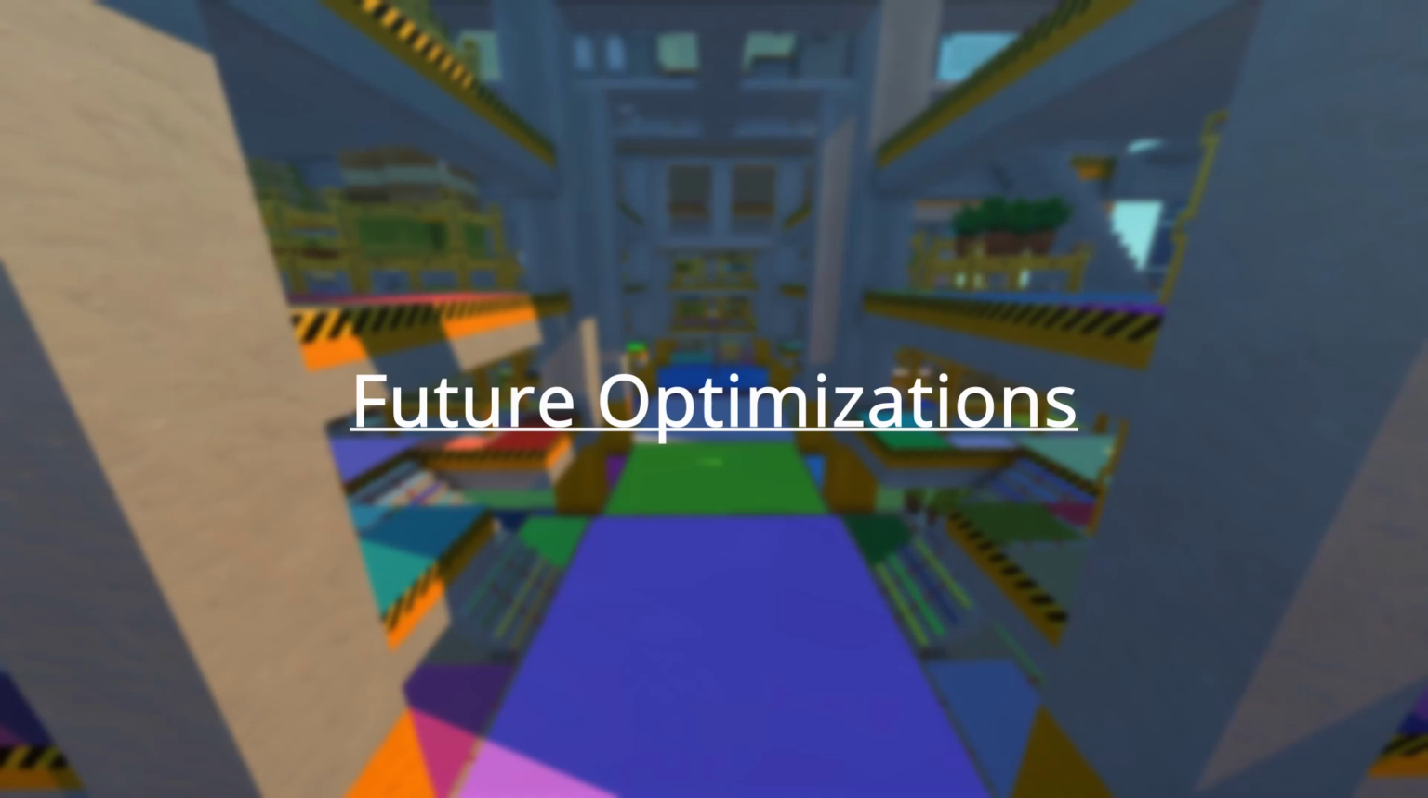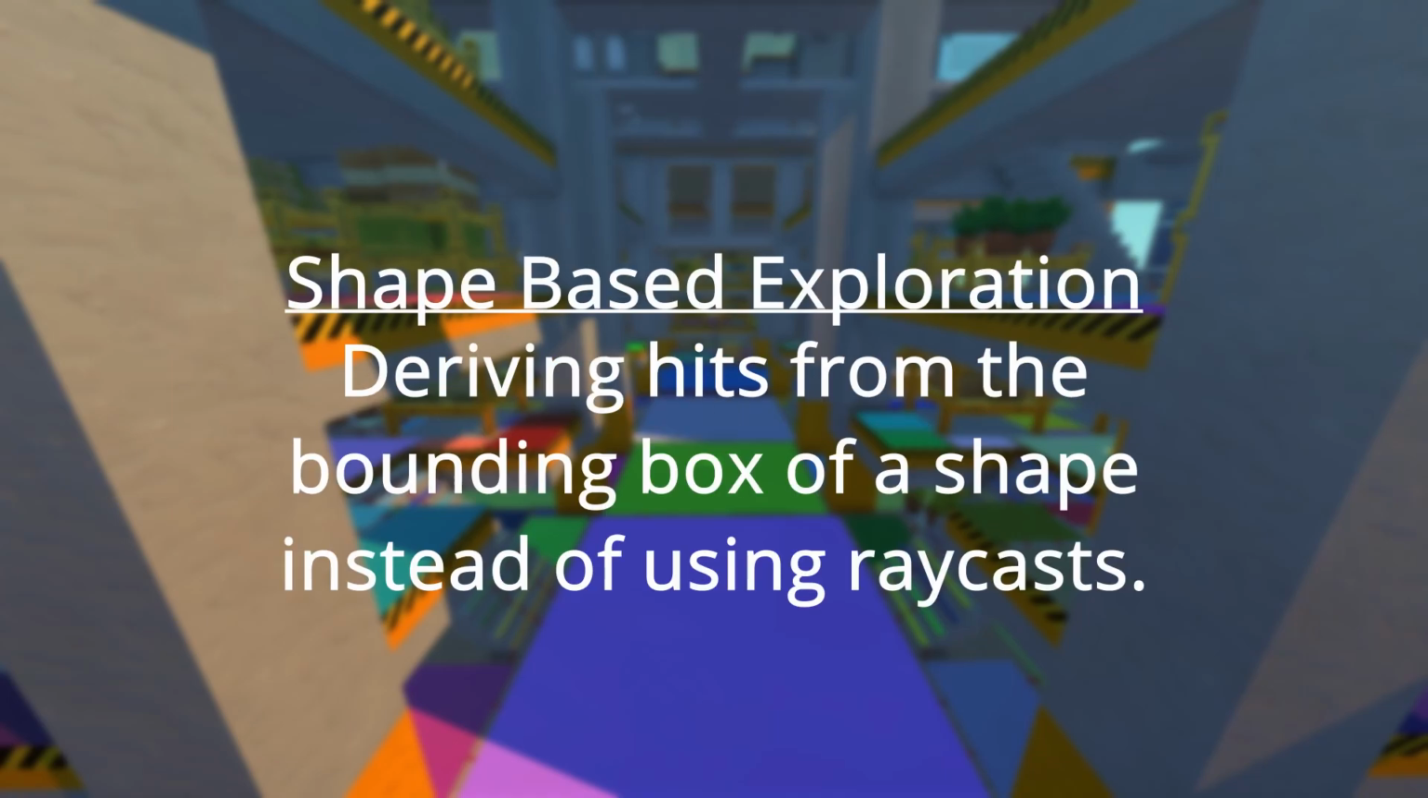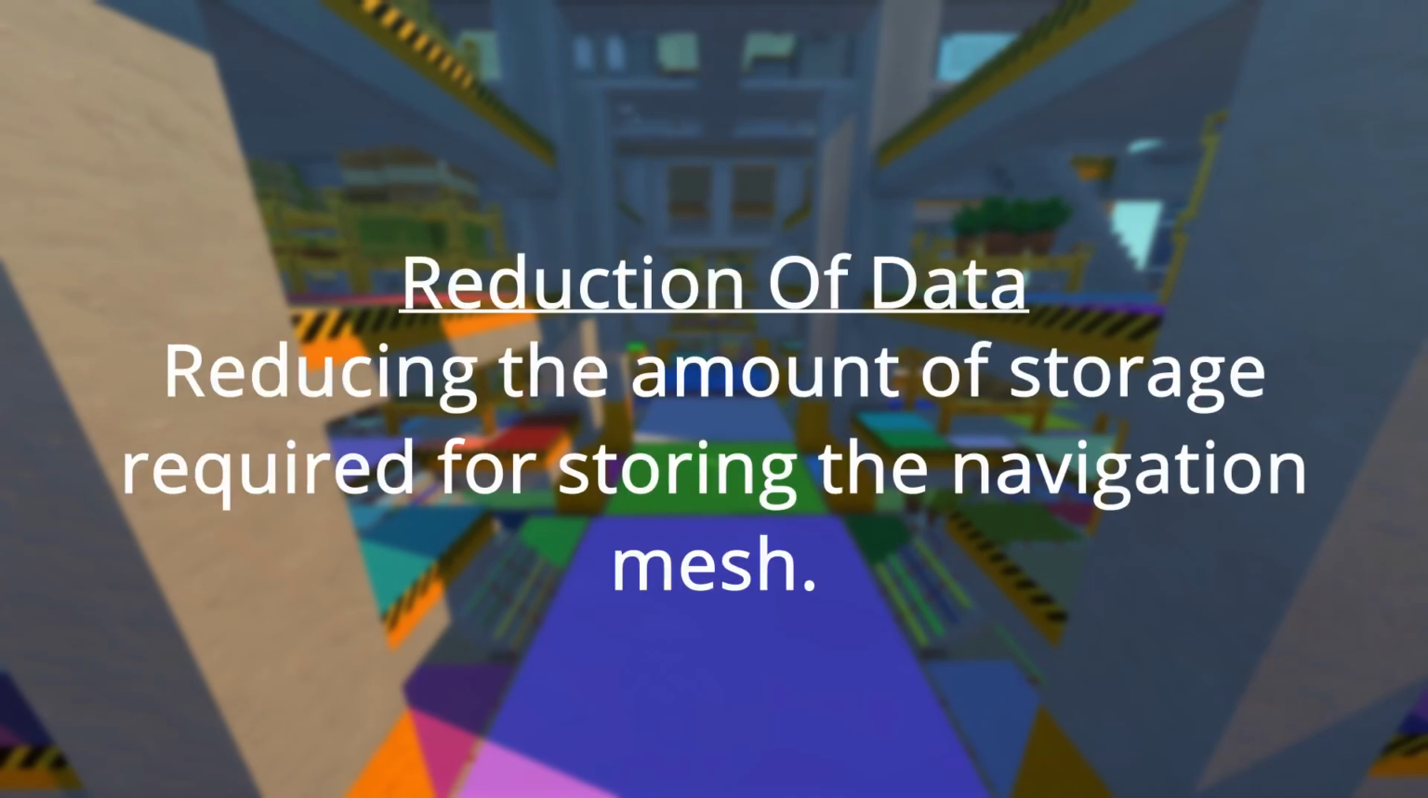Optimizations that can be tried in the future include a shape-based approach for exploring the space. Another approach includes reducing the data structure that is the result of the exploration algorithm. This would make storing meshes a viable option.